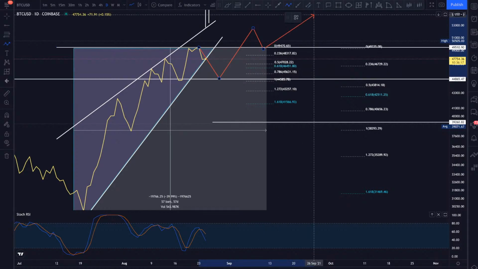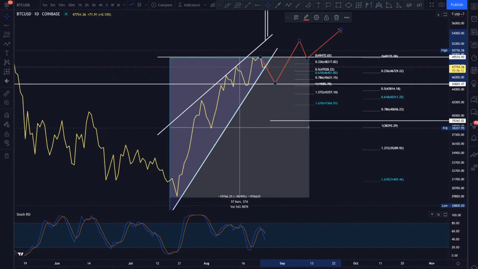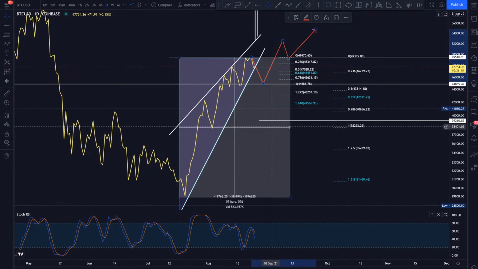That's what we're looking for, any direction doesn't matter. So just stay calm, just observe. As I said, as long as we don't go back to this $38,000 level, we're still in a bull trend, right? You know what I mean? We're still in a bull trend. Hope that kind of makes sense to you. So that's that. Let's have a look at Ethereum.